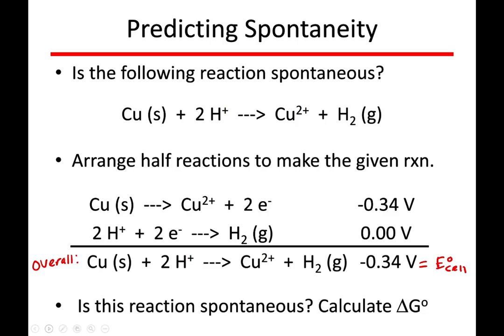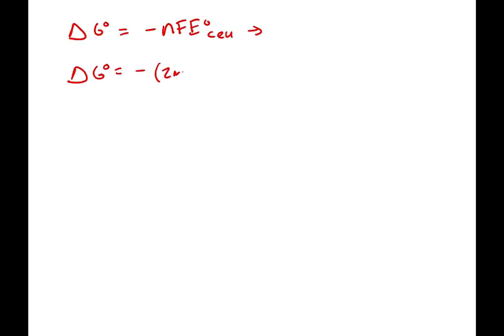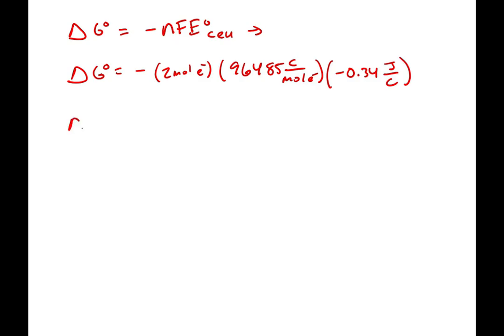We can calculate the value of delta G standard in order to find out. So to do that, we have our equation delta G standard equals negative nF E naught for the cell. We found the number of moles of electrons here to be 2, because that's the coefficient of e-. So 2 moles of electrons. Faraday's constant is 96,485 coulombs per mole of electrons. And we found that the standard cell potential was negative 0.34 volts, or negative 0.34 joules per coulomb.